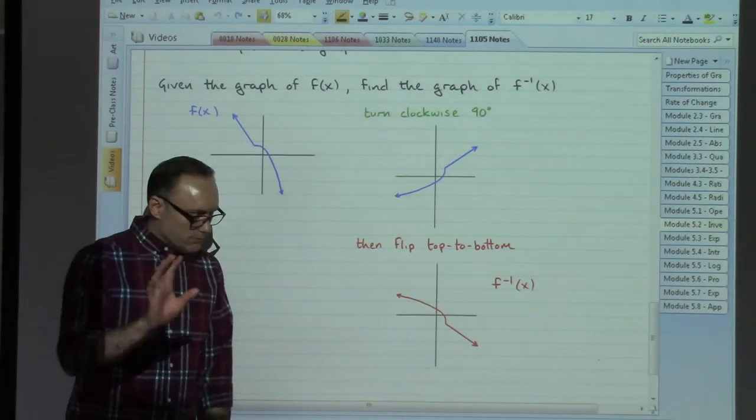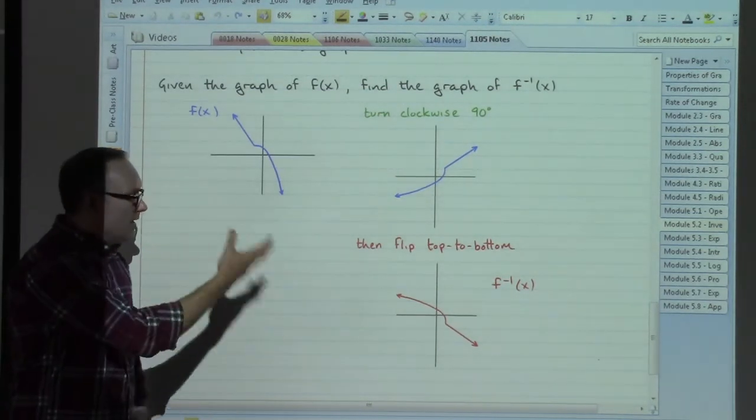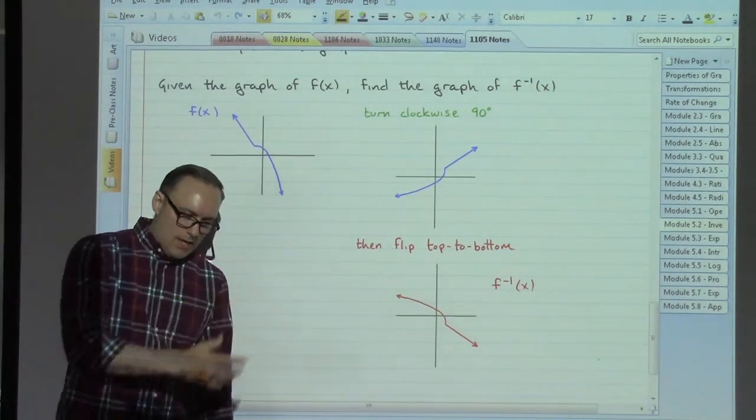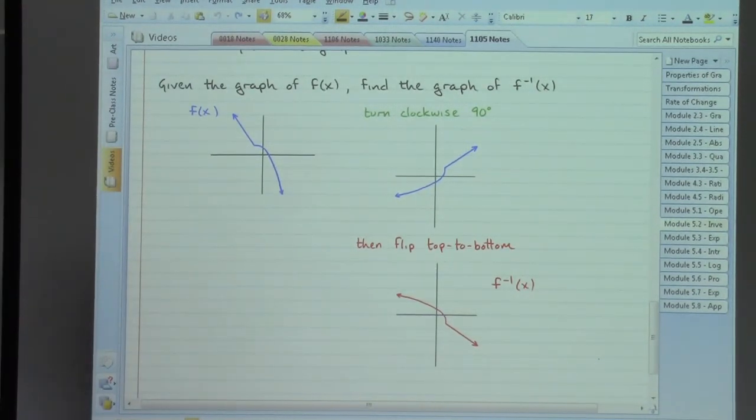Potato, potato, do whichever one you like best. If you started with a graph and needed to create the graph of the inverse function, these are your ways of being able to do that instead.